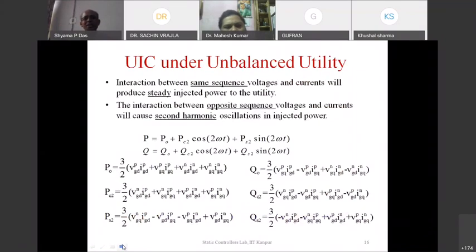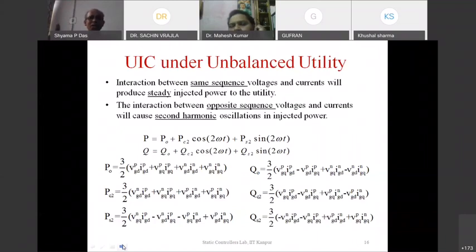Now the interesting thing is this. Why are all these sequence components produced? Because we actually have a situation where our grid is faulty. The grid is having unbalanced voltages. When the grid has unbalanced voltage, naturally the currents will be unbalanced. Now when there is unbalanced voltage and unbalanced current, what happens? When there is balanced voltage and balanced current, everything is steady. The power is steady under balanced voltage and balanced current conditions.